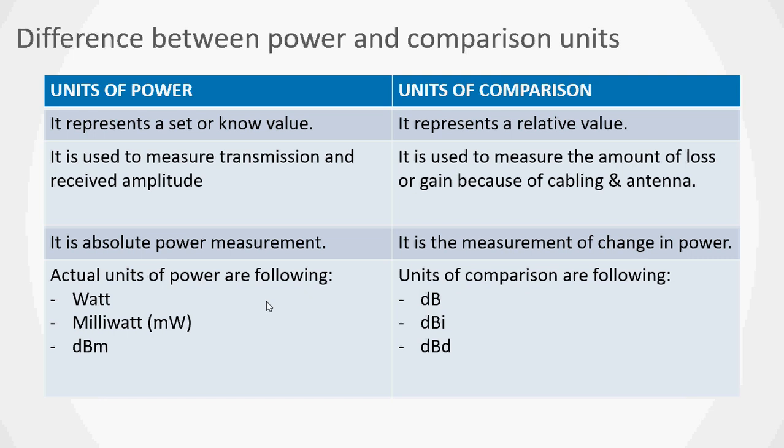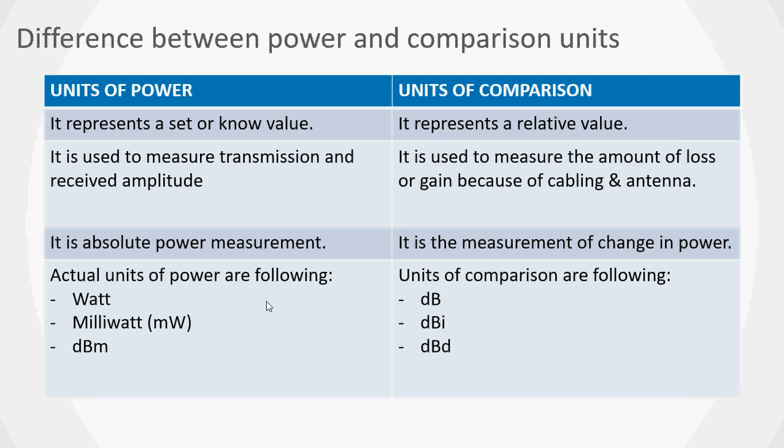But when we do a comparison, I would say loss or gain, how much loss happened while passing through this path, how much gain I have received through this antenna. So these are units of comparison to measure the amount of loss, relative, because this loss or gain is relative. This is not the actual loss or gain on this path. This gain or loss is relative to the incident signal or reflected signal. So it is always a relative one. It is not an absolute power measurement, it's a measurement of change in power.